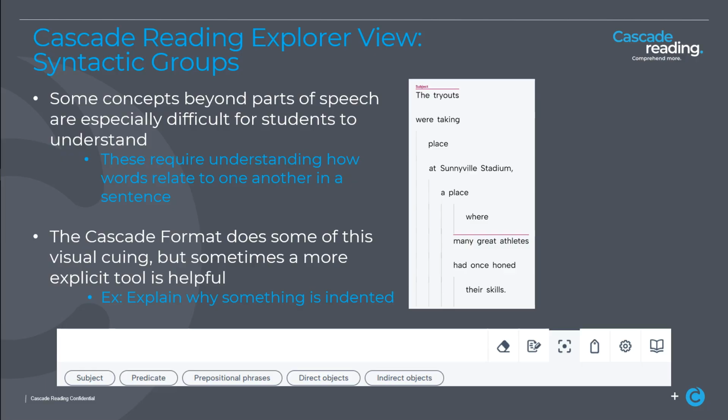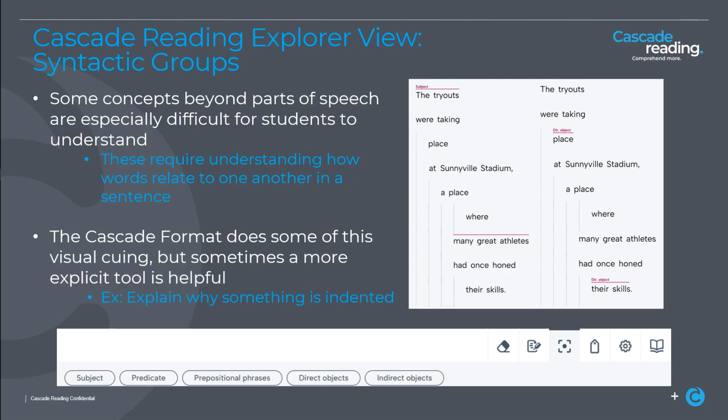So for example, in this sentence, "The tryouts are taking place at Sunnyvale Stadium, a place where many great athletes had once honed their own skills." Here, the tryouts and many great athletes are two subjects in different clauses. And so notice that they both have the marking over it saying subject. Similarly, you might be interested in cueing direct objects. A direct object is an example of a phrase that gets indented. And so this can help readers understand why place and their skills are indented underneath the verb. It can also help if you're describing what a direct object is for the first time to students who may not know this concept yet.